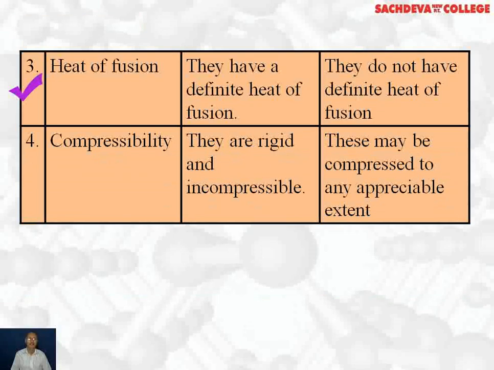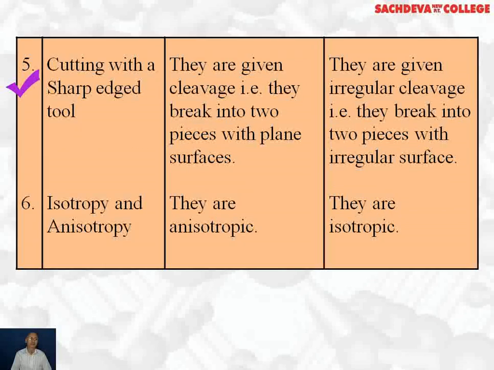The third difference is heat of fusion. Crystalline solids have definite heat of fusion, whereas amorphous solids do not have fixed or definite heat of fusion. Compressibility. Crystalline solids are highly rigid and incompressible, whereas amorphous solids can be compressed to an appreciable extent. The fifth difference is cutting with a sharp edge tool.